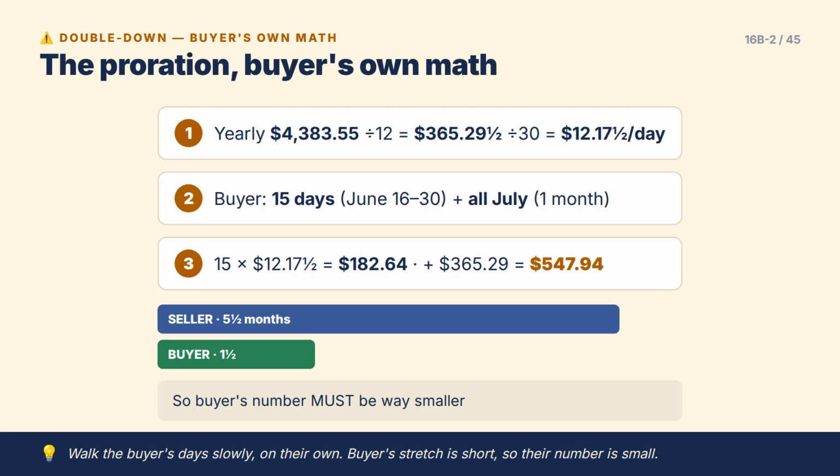And here's your built-in alarm bell. The buyer's stretch is a month and a half. The seller's was 5.5 months, so the buyer's number must be way smaller. If your two proration answers ever come out identical, one of them is stolen. Say the rule: seller pays through closing day, buyer owns every day after, and each side does its own math.